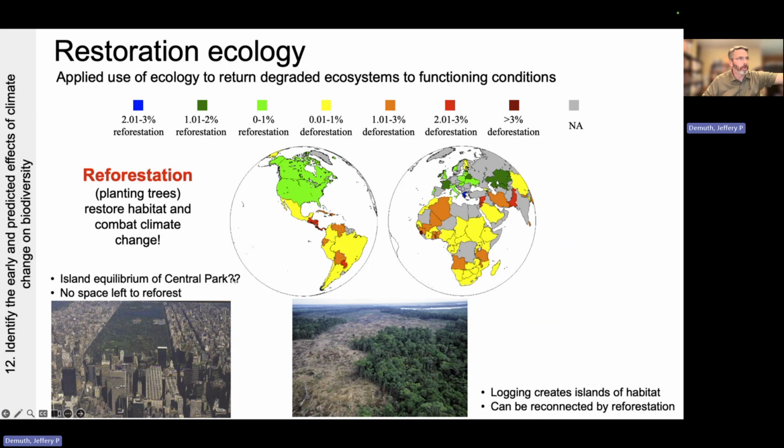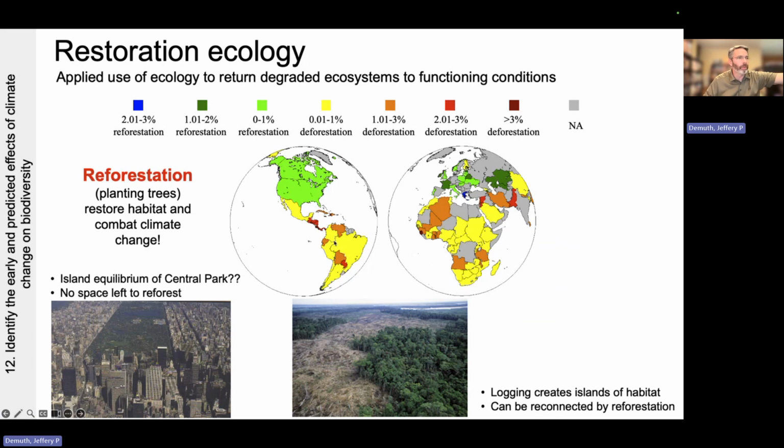And then last example, reforestation is a big one. This is basically planting trees so you restore the habitat. This one gets a lot of attention and has done a lot of good because it both restores habitat that sustains lots of species, but it also combats climate change because they take carbon dioxide out of the atmosphere and turn it into forest biomass.